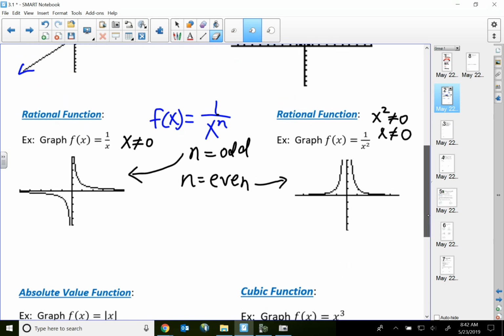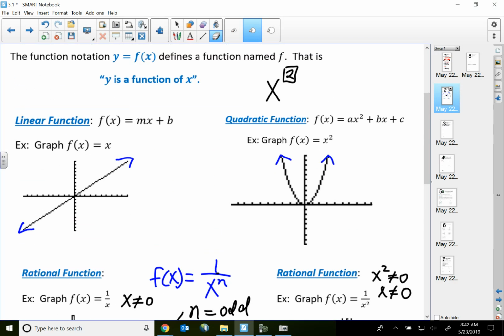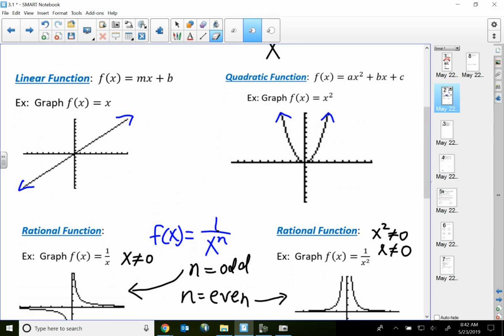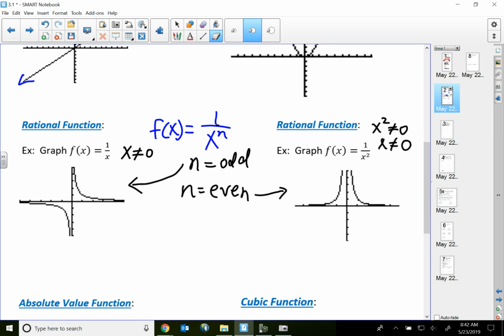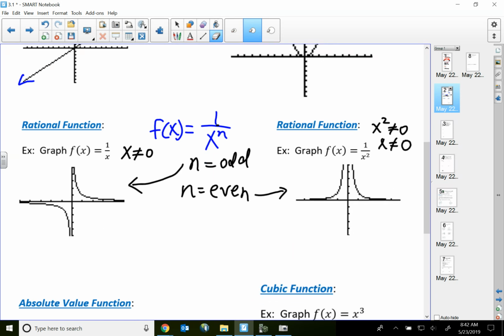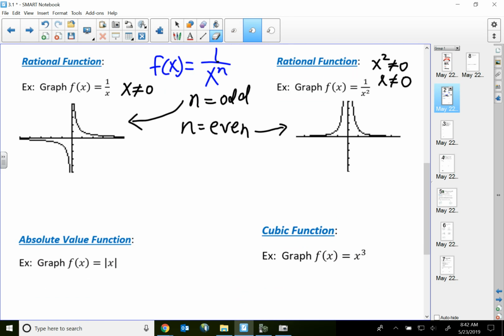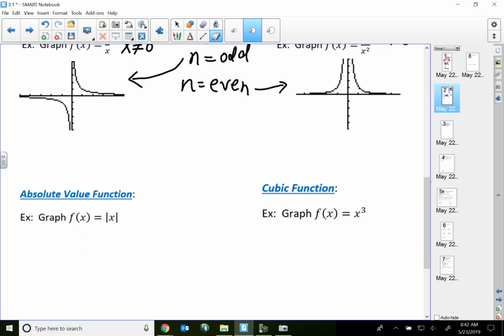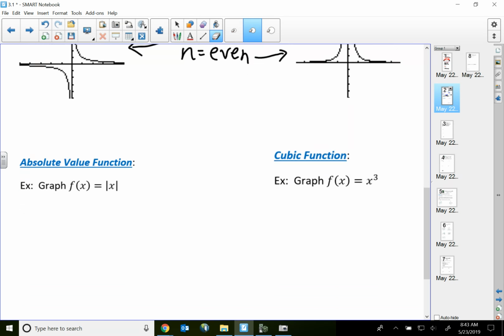Okay, that's why this class is complicated, because anything we add on to our basic function actually can change the look of the graph. So that's why it's very important that we now identify what the basic graph looks like. Then we can begin to add extra flavor.